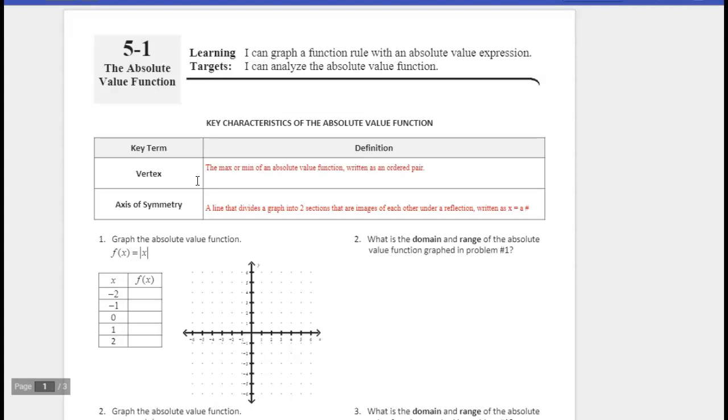A couple definitions that we're going to be dealing with. The vertex is the max or min of an absolute value function written as an ordered pair, and the axis of symmetry is a line that divides a graph into two sections that are images of each other under a reflection, written as x equals a number. So that's what I mean: x equals a number, like x equals 5, x equals 6, etc. It's a line that goes up and down like that.